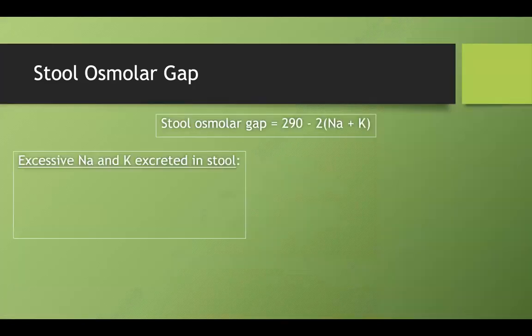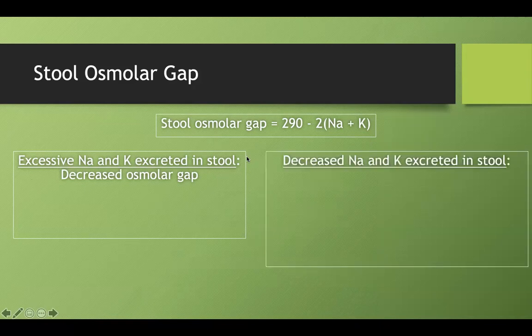And so let me show that here. If you have excessive sodium and potassium excreted in your stool, we just mentioned that you'd have a decreased osmolar gap, because this number would be very large, and 290 minus a very large number is going to give you a small number. So when would you ever have excess sodium and potassium excreted in your stool?